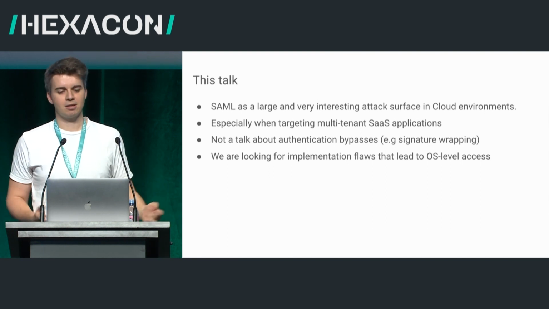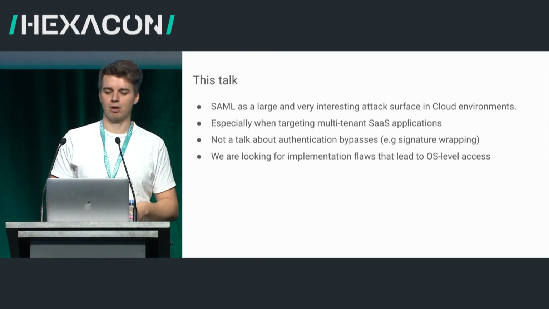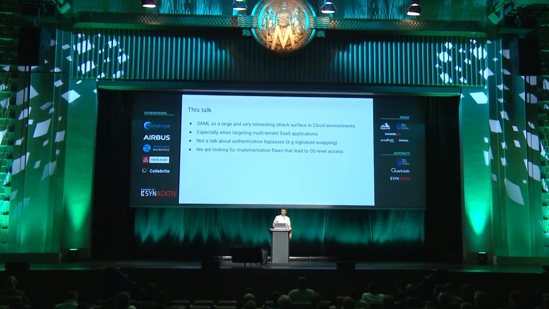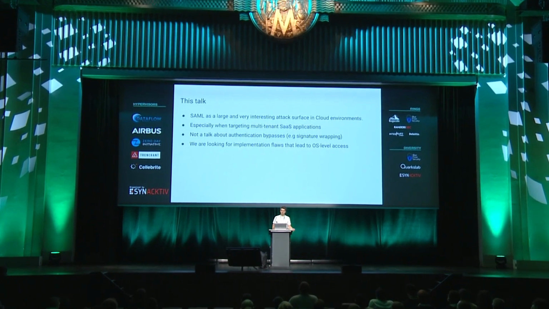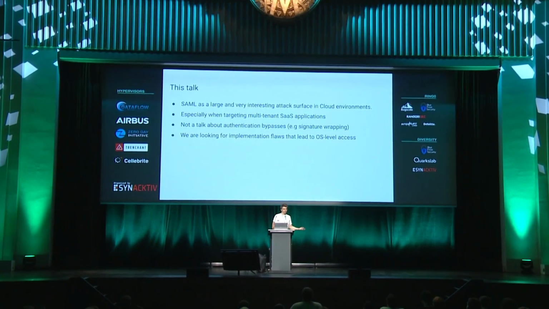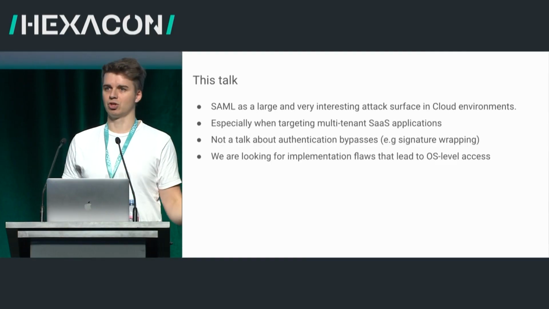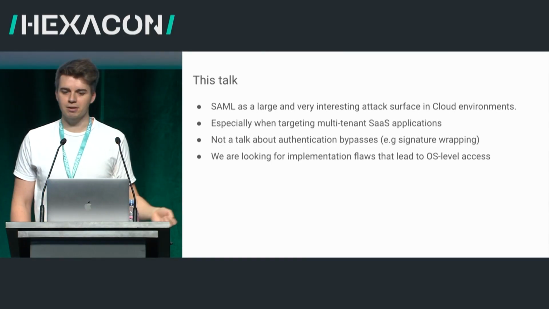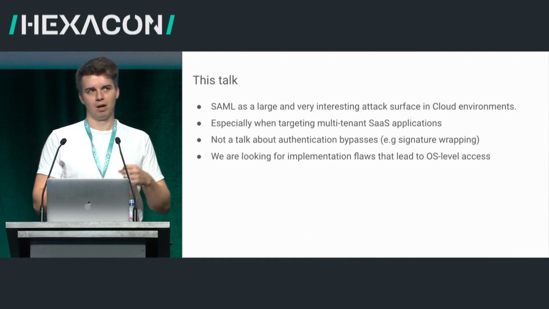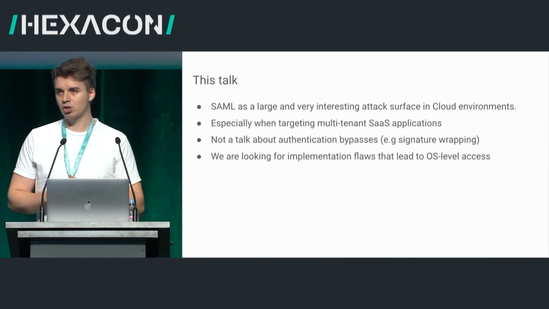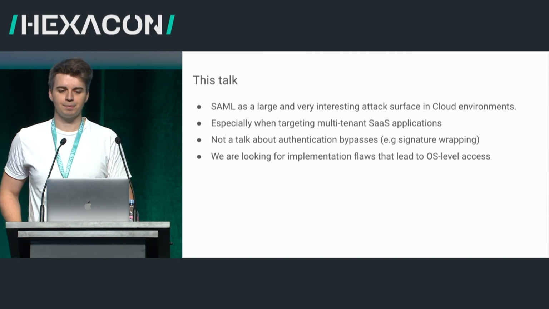And this attack surface is particularly interesting when you talk about multi-tenant software as a service applications. So if you think about a website like GitHub, Slack, but also the management consoles of your favorite cloud provider, so something like the GCP console or the AWS console, right? All these are basically one web application that's shared between a lot of different tenants.